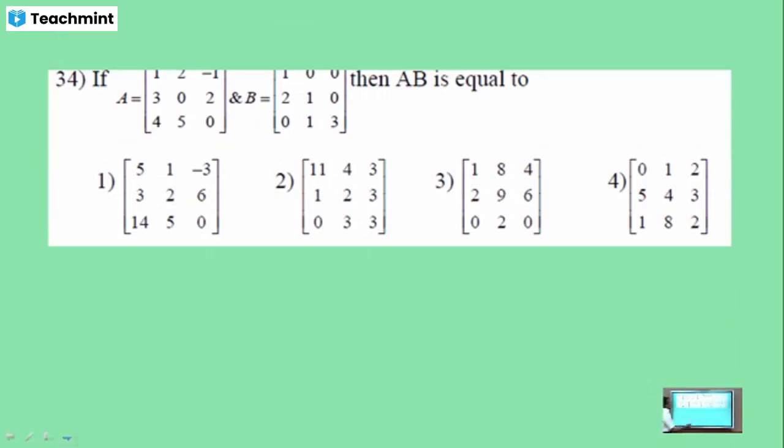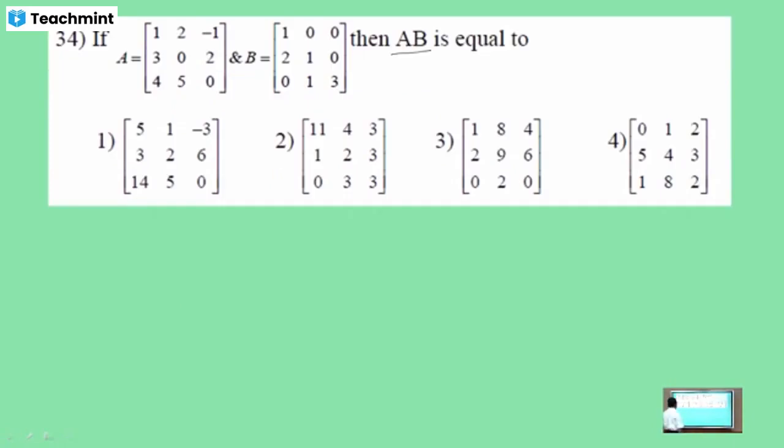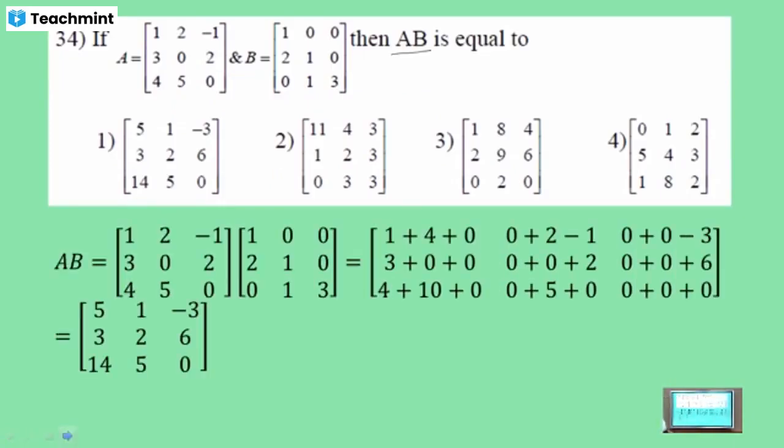A is given, B is given, then AB is nothing but the product. You know how to find the product; we have done multiplication many times, so I am not multiplying again. The multiplication rule says that every row of the first matrix gets multiplied with every column of the second matrix. When multiplied, it is 5 1 minus 3, 3 2 6, 14 5 0, which is the first option.